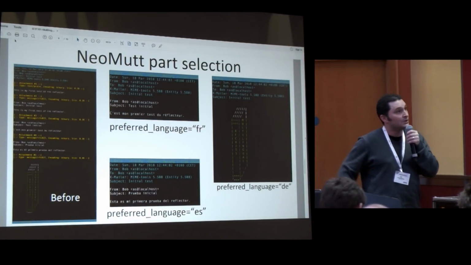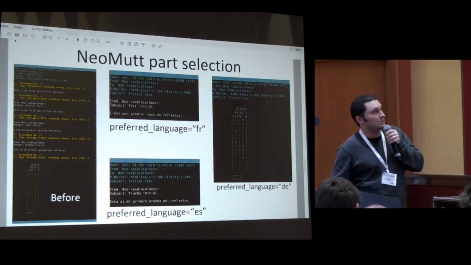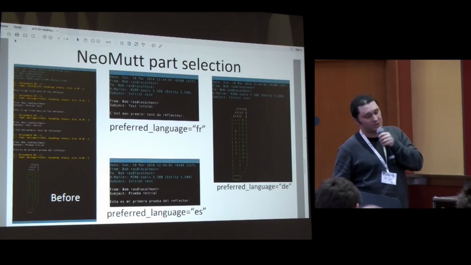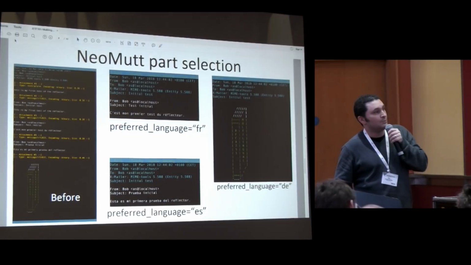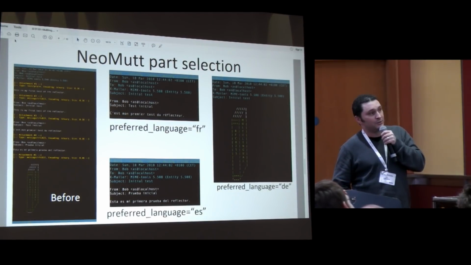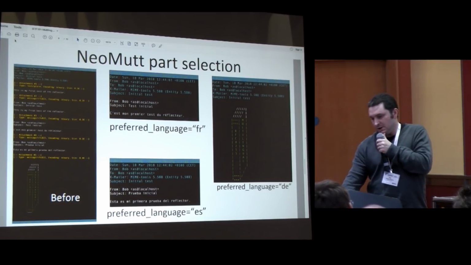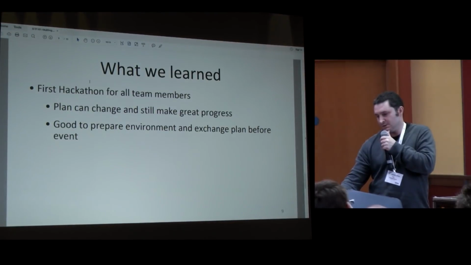As for the NeoMutt client side part selection, on the left is what it would look like before any kind of implementation was added. At the top in the middle is when you've got your preferred language set to French, that's what comes through. And then, right, okay.